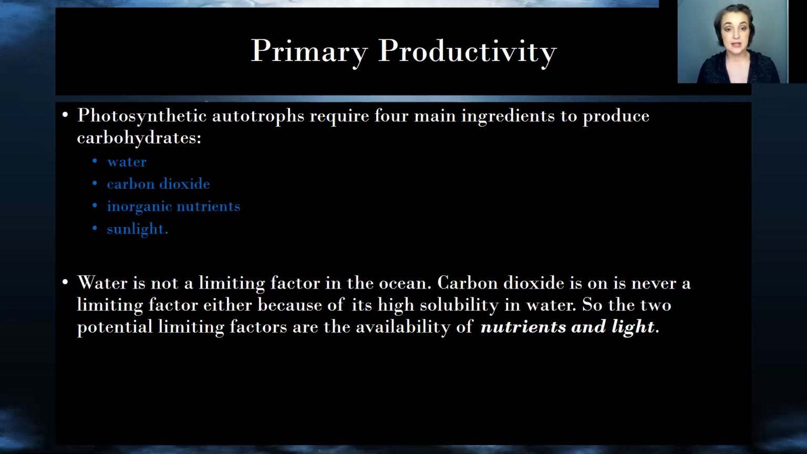Now, moving on, going a little bit into primary productivity. Of course, we all know that they require the four main ingredients to produce their carbs. We talked about this last chapter. So they need water, carbon dioxide, inorganic nutrients, and sunlight. Of course, these all need to be in place for photosynthesis to occur.